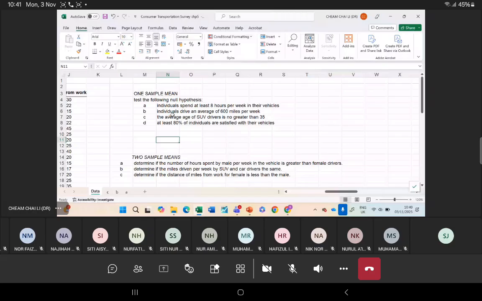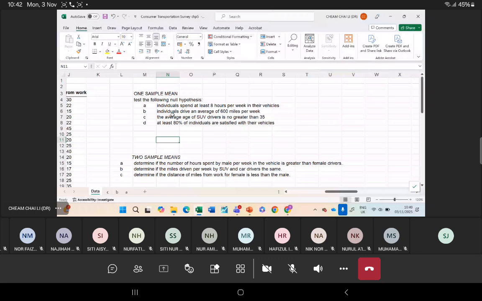So you have two groups, right? One is male, one is female. And if you look at the one sample, we can tell this is one sample. You say individuals spend at least 8 hours per week in the vehicle. So it is based on the customer, and you don't have to divide it by two groups, because we don't know how to divide. Based on this question, it is for the individual or the customer, so that means this is one group. If it is two groups, it means you need to compare either male or female or the users of a certain vehicle, right? So now let's look at the first question.